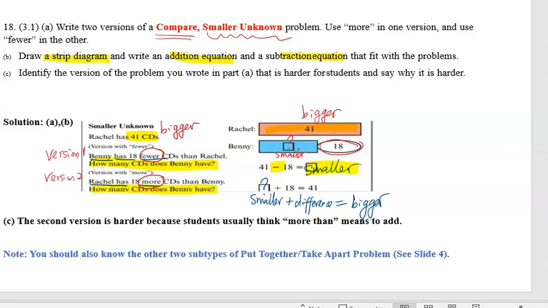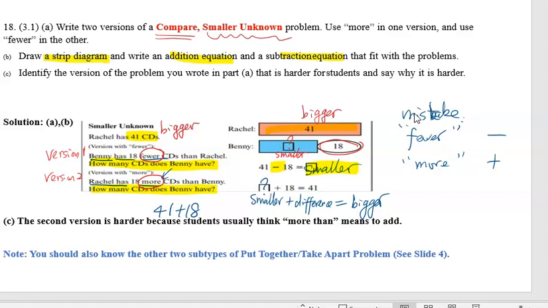And remember, the mistake students make is when they see the word fewer, they will do subtraction. When they see the word more, they will do addition. So apparently, the second version is harder. Why? Because when you use the word more, they think, okay, more, I gotta do addition. They will do 41 plus 18 instead of 41 minus 18.